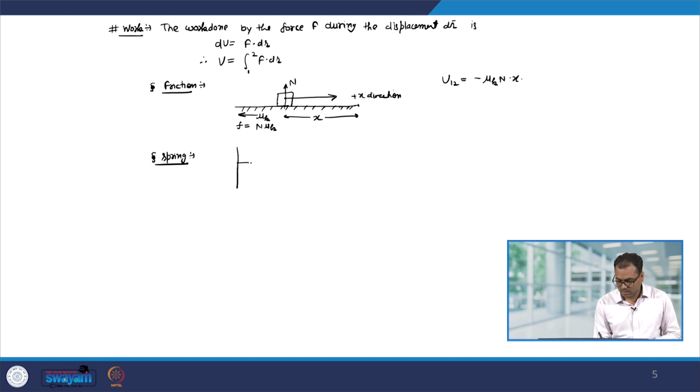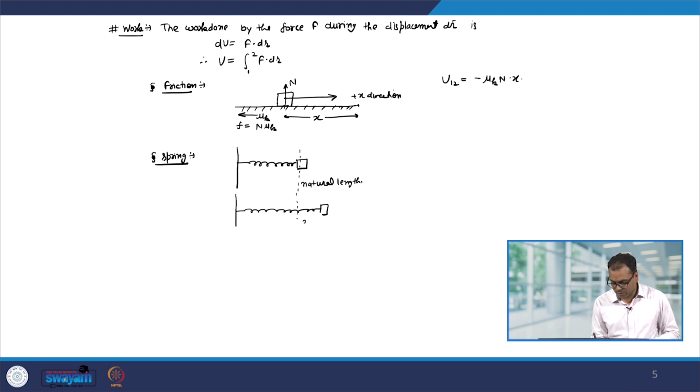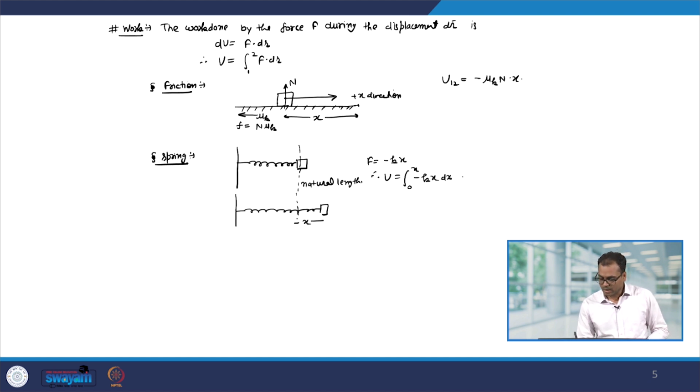Let us look at the case of a spring. Let us say I have a spring and a mass m is attached to it. Let us say this is the natural length of the spring. Now, you extend this spring by an amount x, then we know that the force F is equal to minus k times x. Therefore, U will be from 0 to x, because herein I fix my coordinate. So, let us say this is x equal to 0. So, the integral from 0 to x of minus kx dx will give you minus half kx square. Here the minus sign is because the displacement and the force are in opposite direction.